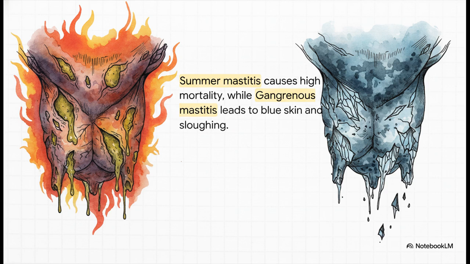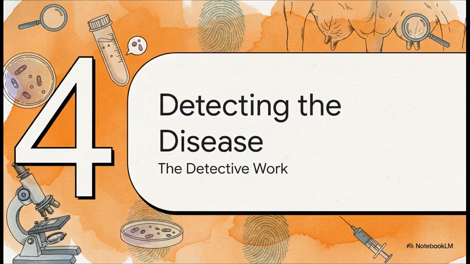And even more shocking is gangrenous mastitis, caused by Staphylococcus aureus. This causes thrombosis of the veins, leading to local congestion that's so severe the skin turns blue, goes cold, and the affected quarter of the udder literally sloughs off piece by piece. It is absolutely brutal. Which brings us to part 4, detecting the disease, the detective work.